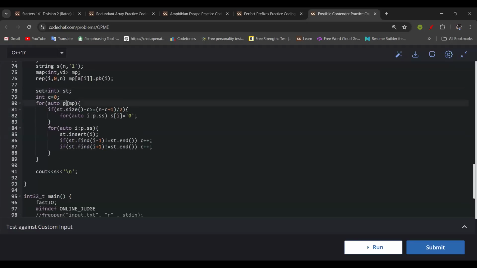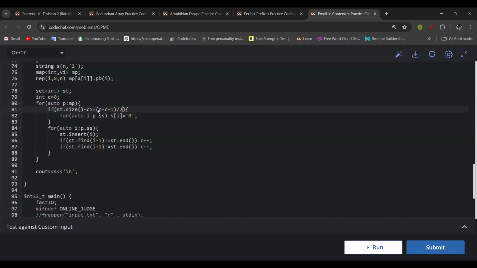Now I would go to each element of my map. Then P dot second is my vector, P dot first is my value. So then I would check. This is my C1, set dot size minus C. Is this greater than or equal to, like, the condition I had written, you could do that, or what I did.